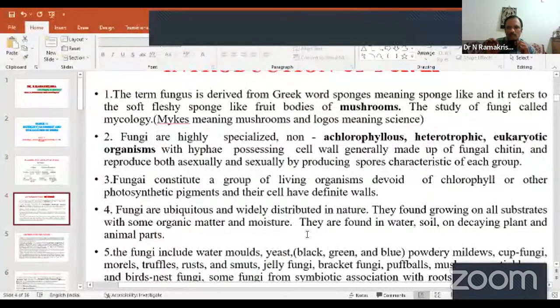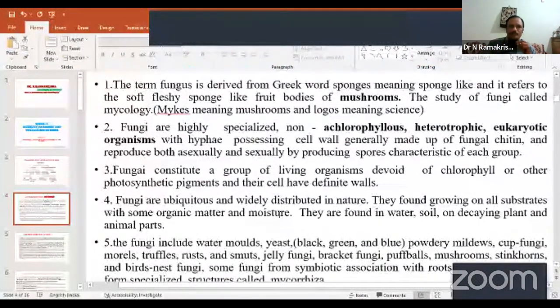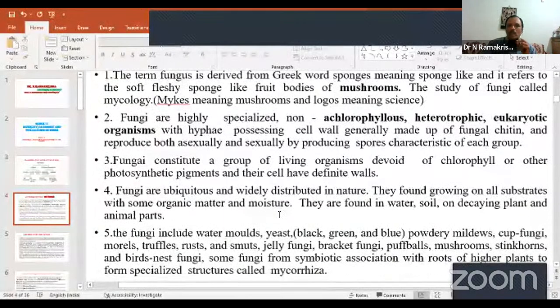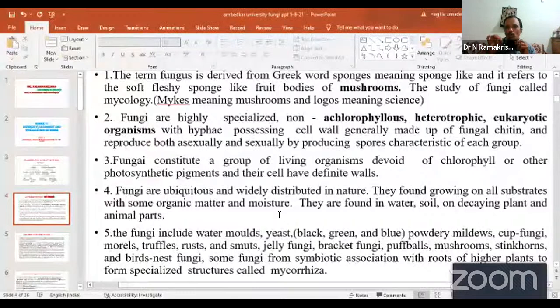They are found in water, soil, and on decaying plant and animal parts. Okay, so next one. The fungi include water molds, yeasts, dark green and blue powdery mildews, and other cup-like fungi, smuts, rusts, jelly fungi, rocket fungi, puffball fungi, mushrooms. Different types of structures you see in fungus, and some fungi are in association with the roots of higher plants. These specialized structures we call mycorrhiza.